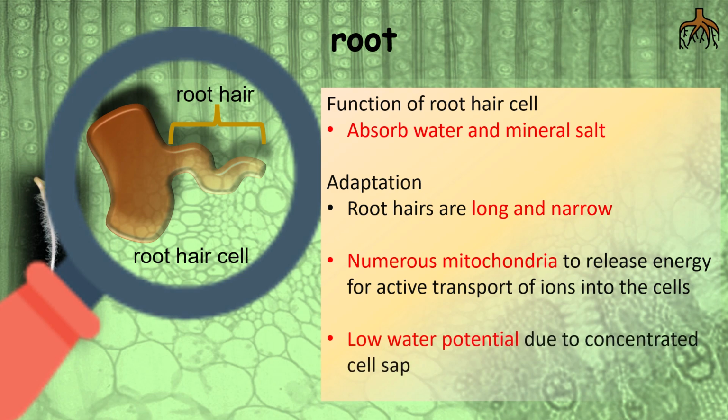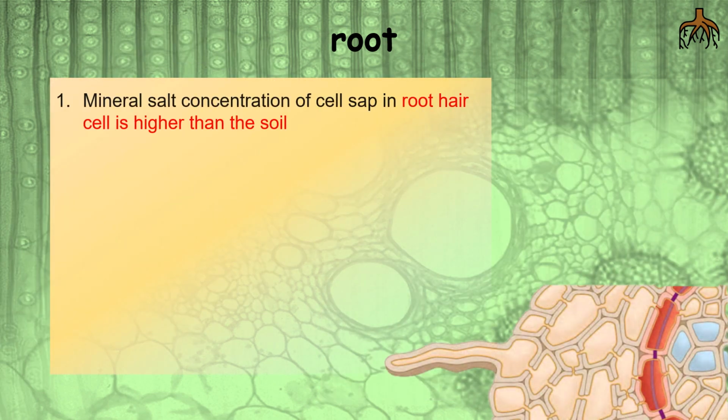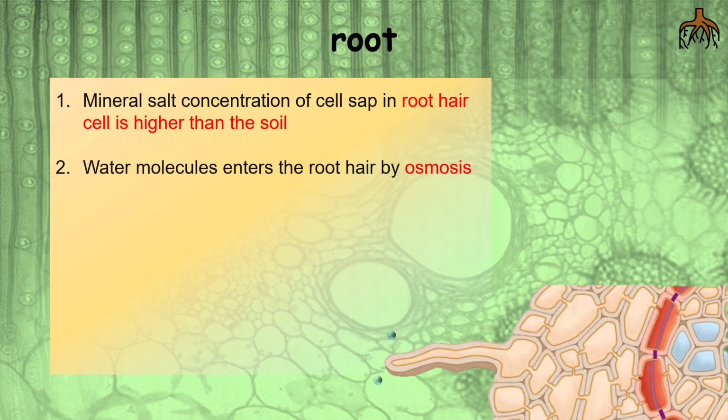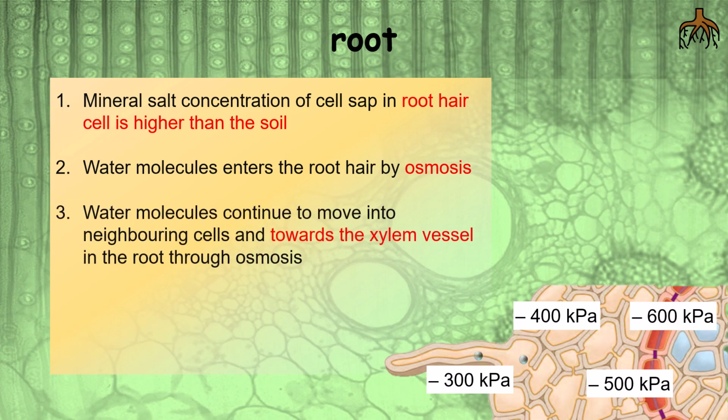This reduces the water potential in the cell sap, hence causing the water potential in the cells to be lower than that of the soil. Since the salt concentration in the root hair cell is higher than in the soil, water molecules will enter the root hair cell by osmosis. This increases the water potential of the root hair cell, and as cells closer to the xylem have lower and lower water potential, water molecules will move towards the xylem vessel through osmosis.